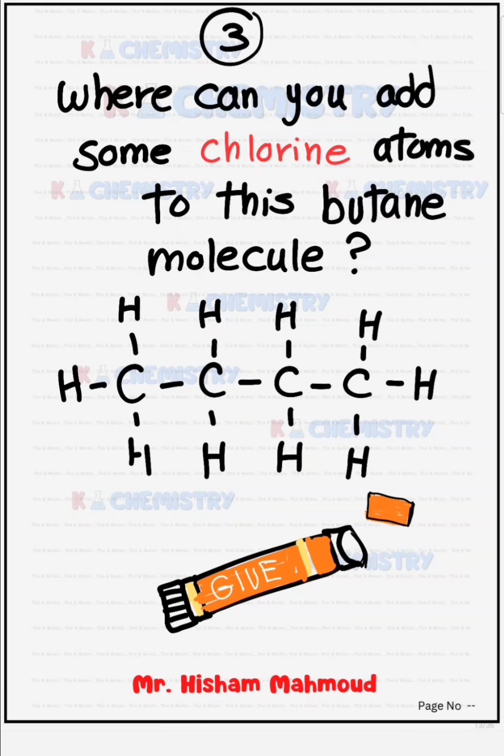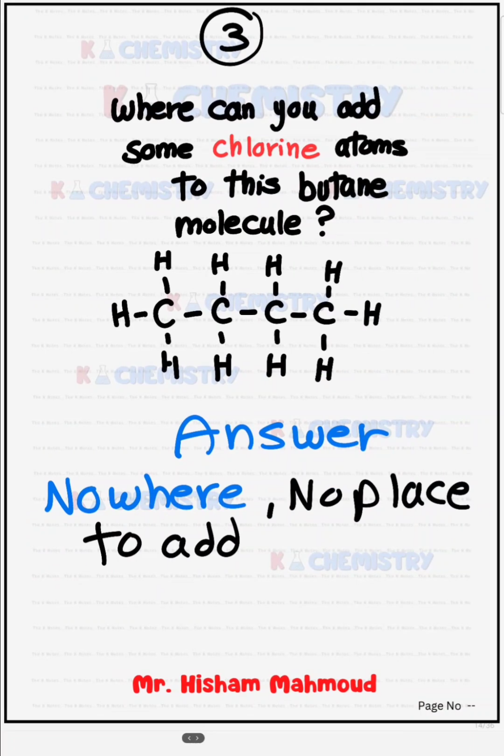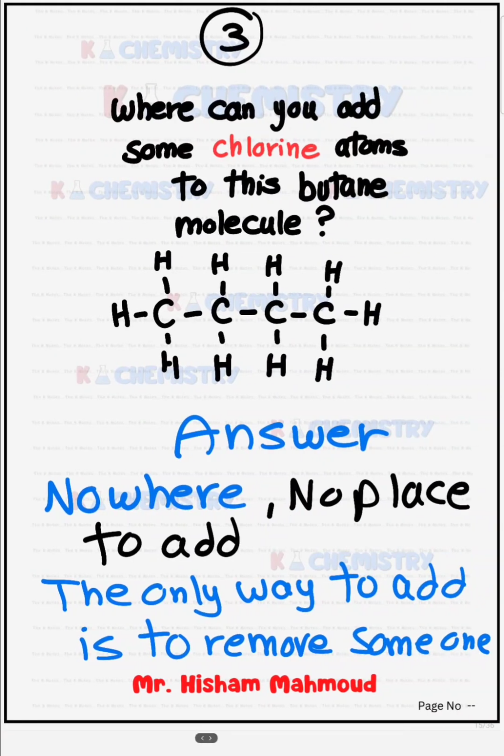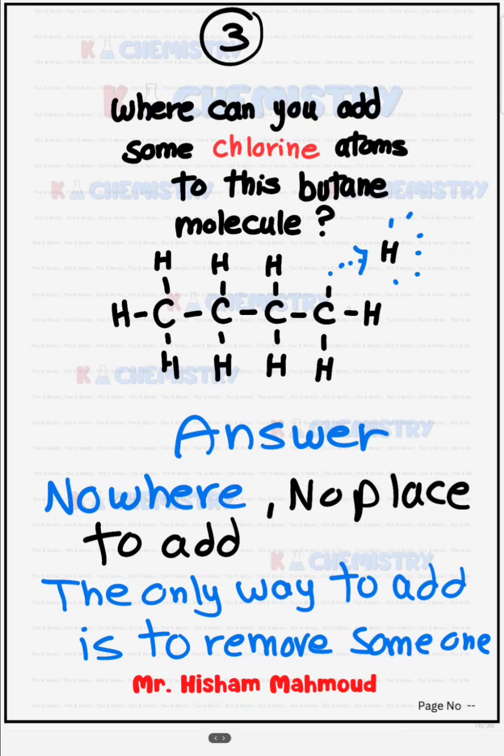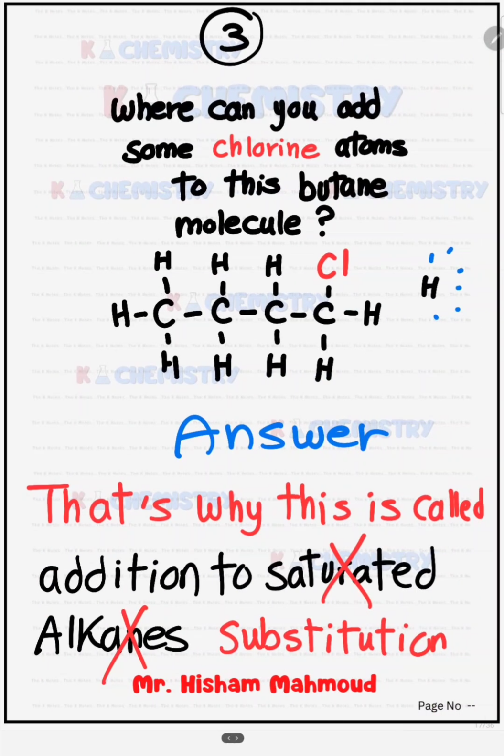One more question before you go. Where can you add some chlorine atoms to this butane molecule? I have a clue to add some atoms, but the answer is nowhere. No place to add anything. The only way to add anything is to remove someone. The only way is to remove it. Kick this hydrogen out, and then you can add a chlorine atom instead.